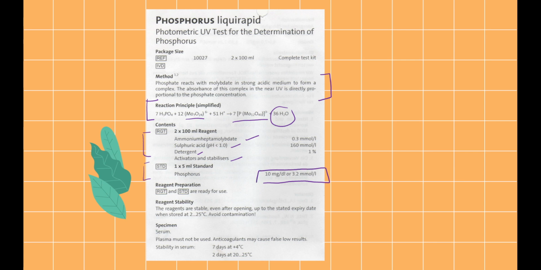And then for reagent preparation, we have no mixing to do. Reagent and standard are ready for use. Stability: your reagents are stable even after opening, up to the stated expiry date, as long as you store them at around 2 to 25 degrees Celsius and there is no contamination.